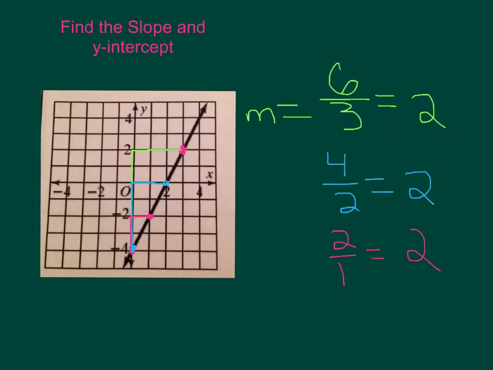So no matter which points that you choose, after you divide, the slope is the same, which makes sense because it's a linear function and has a constant slope throughout the whole line. And then real quick before we move on, the y-intercept, it crosses at -4. So b equals -4.